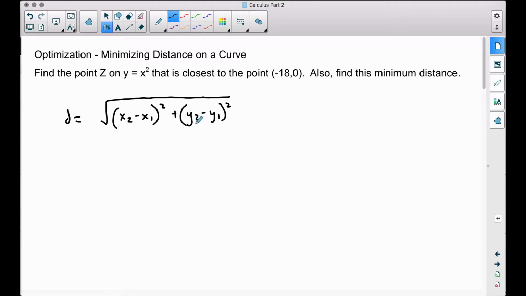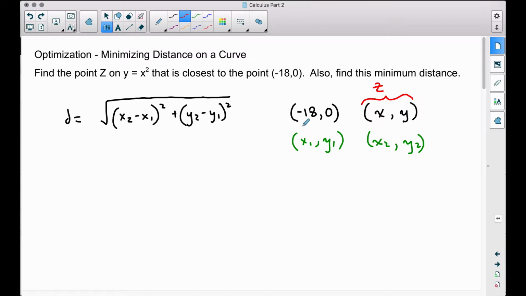As a matter of fact, this is the formula that we're going to be finding a derivative of because we're trying to minimize the distance. We have to have 2 ordered pairs, an x1, y1, and an x2, y2, to plug into this. We know one of our points is negative 18, 0. I'm going to let that be my x1 and y1. And this other point z that we're trying to find on this curve is some x2 and y2.